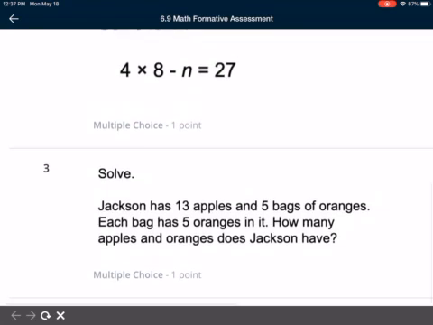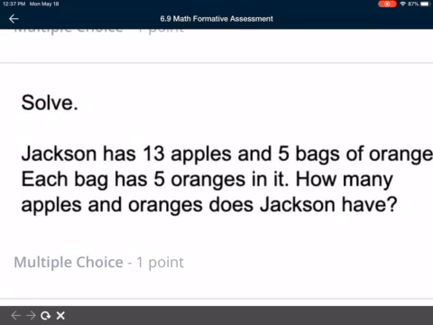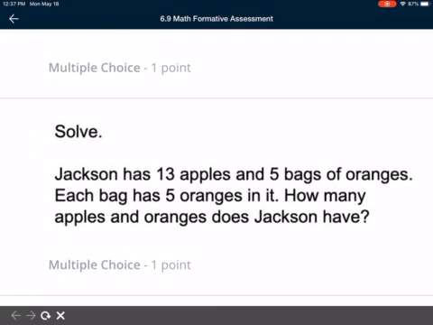Then number 3 is a multi-step word problem. It says solve: Jackson has 13 apples and 5 bags of oranges. Each bag has 5 oranges in it. How many apples and oranges does Jackson have? My last sentence, or I should say my last step, says how many apples and oranges does Jackson have? Now I could just do a simple plus if it was 13 apples and 5 oranges. That's not what it says.